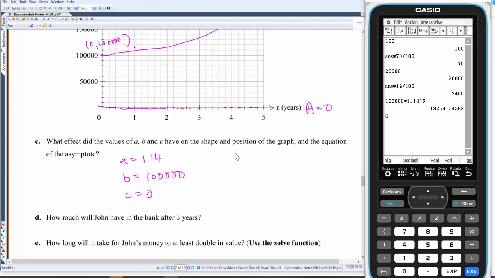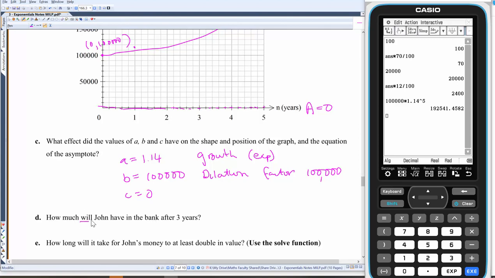All right, so once we've got that down now, what effect did it have? So this A value here represents exponential growth, and this B value represents a dilation factor of 100,000. Okay, so it takes your original y-intercept, which would be 0, 1, and multiplies that y value by 100,000, which takes your point or your y-intercept all the way up there.